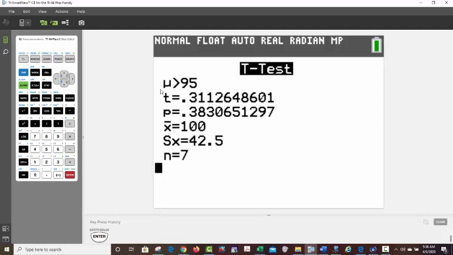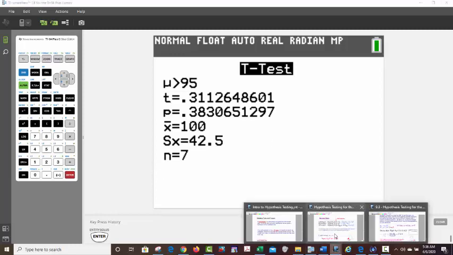That p-value, 0.383, that's greater than 0.05. 0.01, whatever that is, 0.01. Yeah, whatever. Well, it's greater than any. Whatever alpha is, this is greater. And remember, the rule was if p-value is greater than alpha, you fail to reject. I'm just pointing that out to show you that it backs up our fail to reject answer.